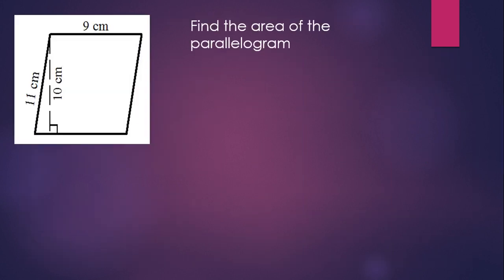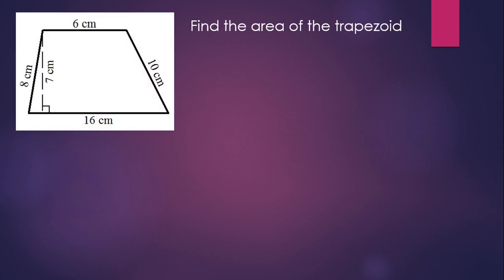Find the area of the parallelogram. So keep in mind that we need the base and the height, and they must be perpendicular to each other. So in this case, the base is 9 and the height is 10, and the area is base times height, 10 times 9, or 90 square centimeters. Find the area of the trapezoid.